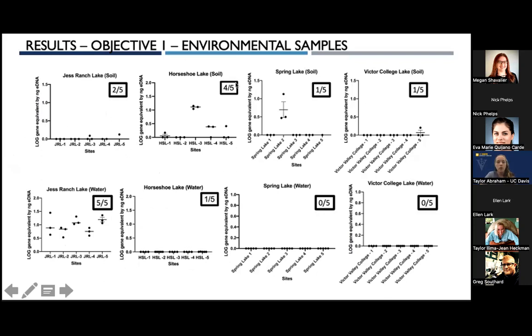Horseshoe Lake followed with 4 out of the 5 for the soil samples testing positive, and then 1 out of the 5 for the water. Spring Lake and Victor Valley College Lake, as you can see, had no samples test positive in the water, and only 1 out of the 5 soil samples test positive.